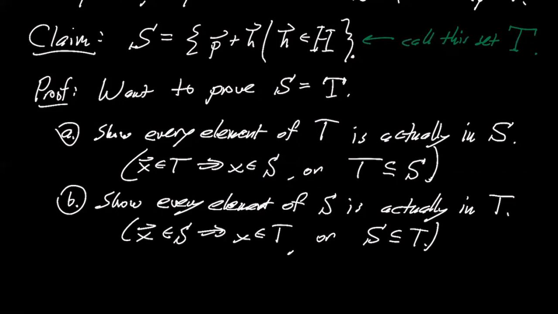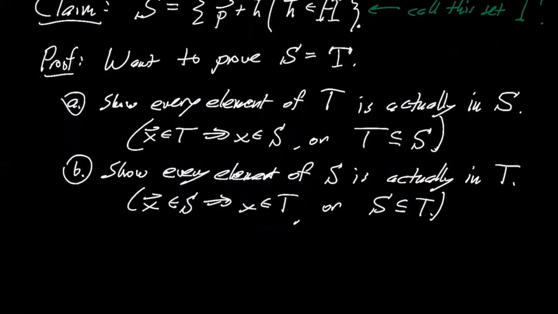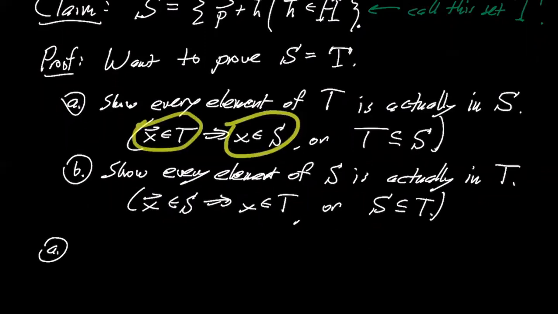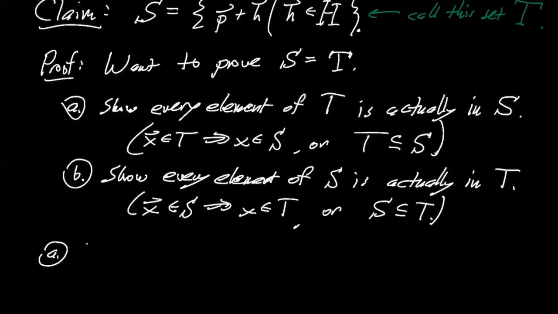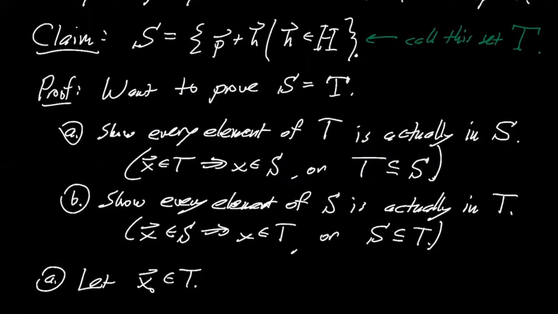Okay, so this is what we want to prove. This is a standard proof strategy when showing two sets are equal. And so let's do that in turn, and it's not too bad. So let's start with A. Let's prove A. So what you do is you basically start with an element of T, right? We want to start with something in T and show that it's in S. So let me just say, let x naught be an element of T. What that means is that the definition of T was up here. So to be in T means it's of the form P plus h.